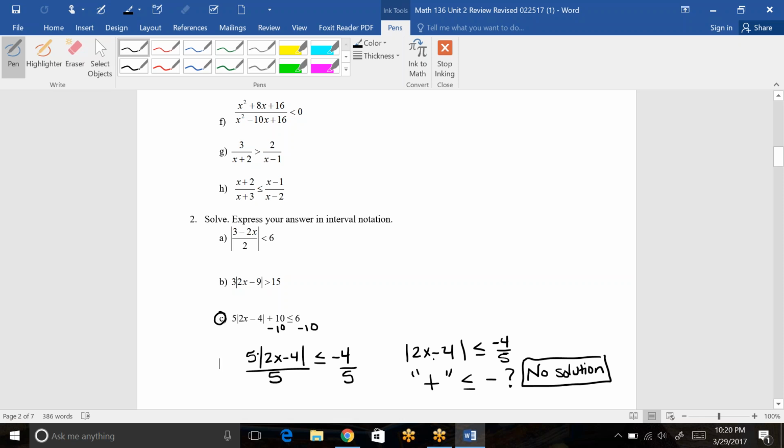So if you have an absolute value and there's a negative on the other side, you just have to ask this question, because absolute values always end up positive. Is a positive whatever this is, and then ask the negative. If it makes sense, it would be always. If it doesn't, it would be no solution.